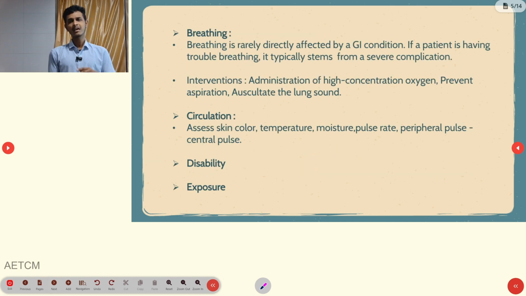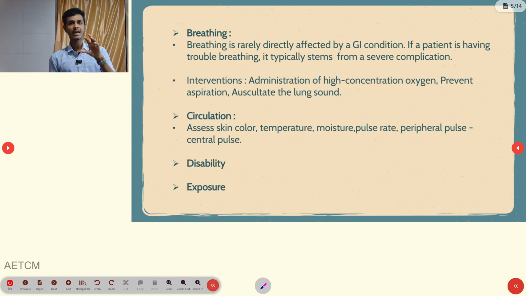Coming to breathing, in GI emergency it won't directly affect the breathing. But if you suspect any breathing difficulty or crackle sounds on auscultation, that will be because of aspiration. That is one of the major important complications in GI emergency. If the person has an upper GI bleed and is drowsy, the person may aspirate, and at that time it will directly affect the breathing. Apart from this, GI emergency won't affect the breathing.